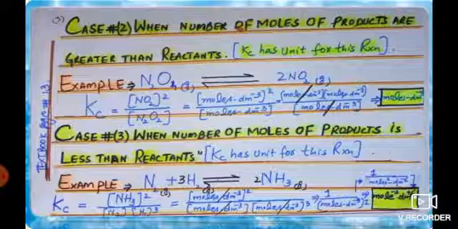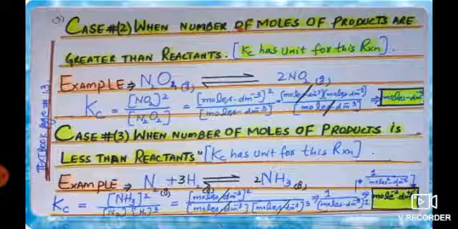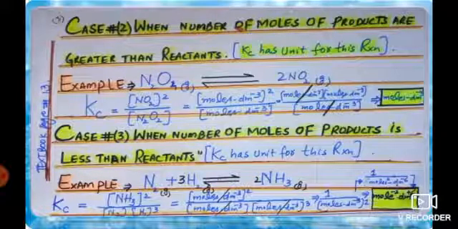Now case number 2, when the number of moles of products is greater than the number of moles of reactants. In this case the Kc has a unit. Like they have given an example, nitrogen tetraoxide, when it decomposes, gives 2 moles of nitrogen dioxide. As the reaction shows, in the reactant there is only 1 mole, while in the product there are 2 moles, so the number of moles of product is greater than that of reactant.